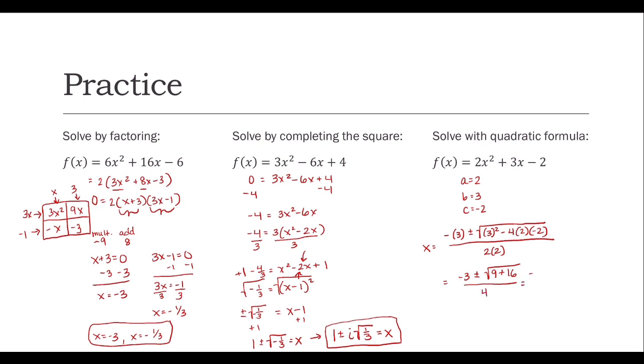which equals negative 3 plus or minus the square root of 25 over 4, which is negative 3 plus or minus 5 over 4. So our negative 3 plus 5 gives us 2 over 4, so that's 1/2. And then our negative 3 minus 5 is negative 8 over 4, which is negative 2. So those are our two solutions.